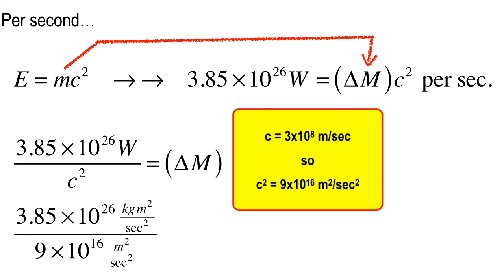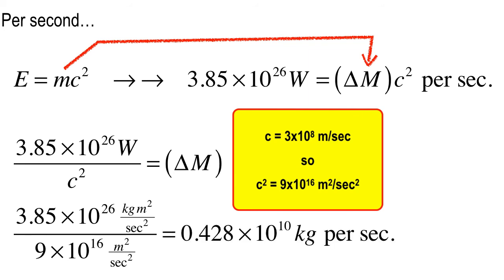So that's pretty nice. And then all you have to do is divide 3.85 by 9. And then you got 10 to the 26 over here and 10 to the 16. So that's going to simplify to 10 to the 10th power on top, right? And that's right here. So 0.428 times 10 to the 10 kilograms per second. Now I've got my per second back in there, all right? So that's a huge number of kilograms per second. All right, so there's your calculation. Now let me pause for questions before we continue.